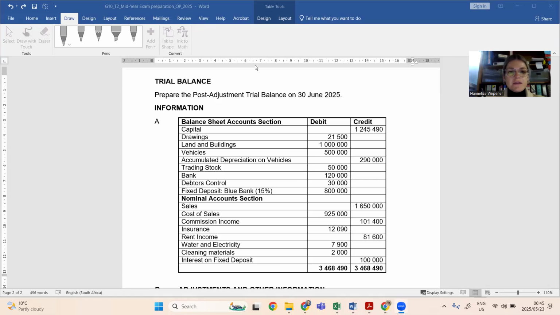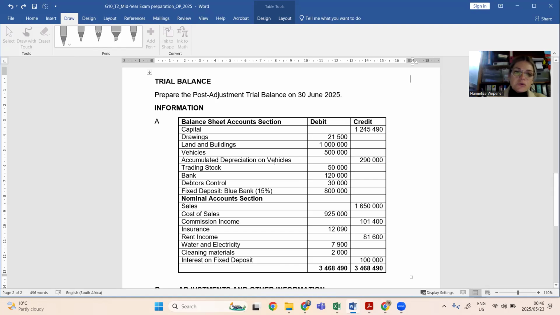We need to prepare the post-adjustment trial balance for June 2025. It is very important to note that we are going to provide you with a pre-adjustment trial balance. You then have to use that pre-adjustment trial balance to prepare the post-adjustment trial balance. In other words, your pre-adjustment trial balance does not include any of the year-end adjustments. You have to know that, unless obviously we tell you that we have already included some of the amounts.